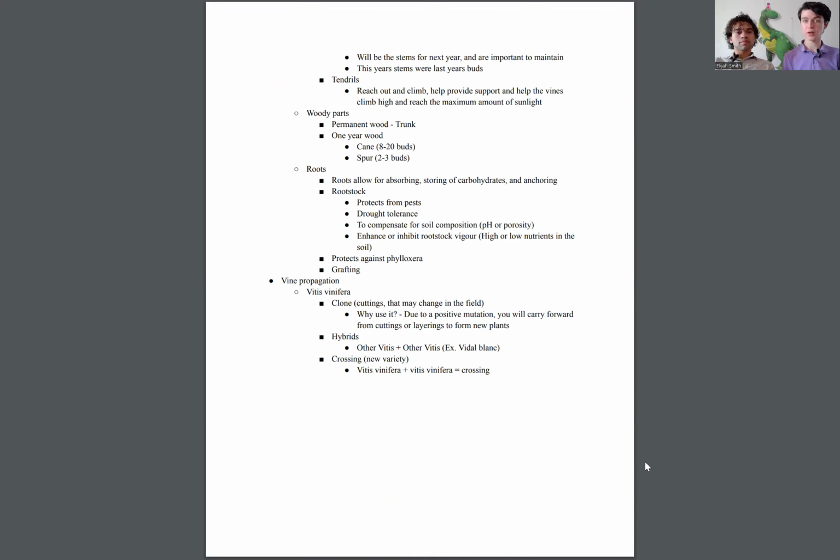Your buds are essentially the next generation. So the buds will be the stems for next year, and as such, they're very important to maintain.